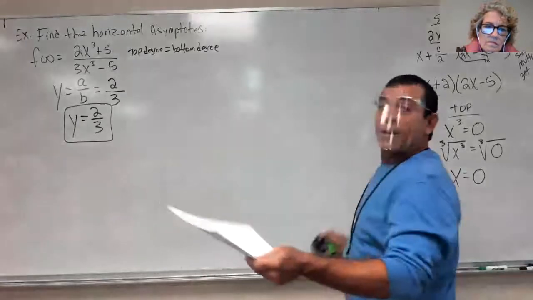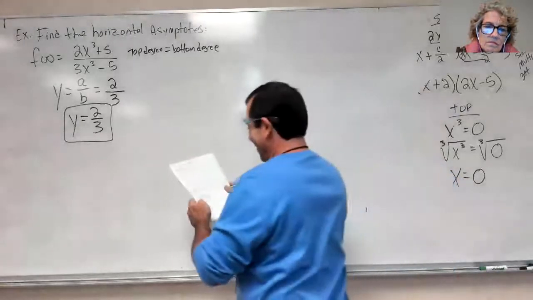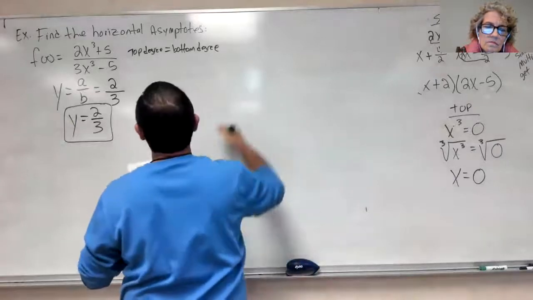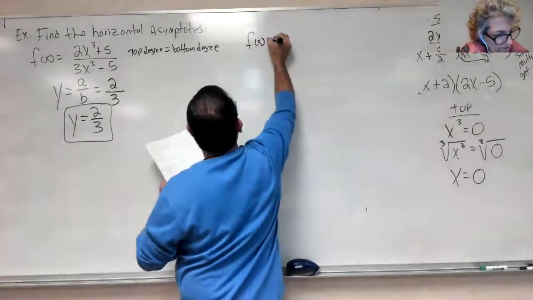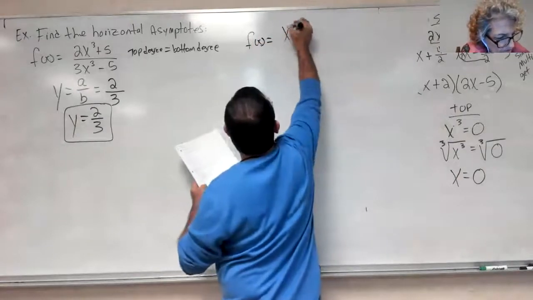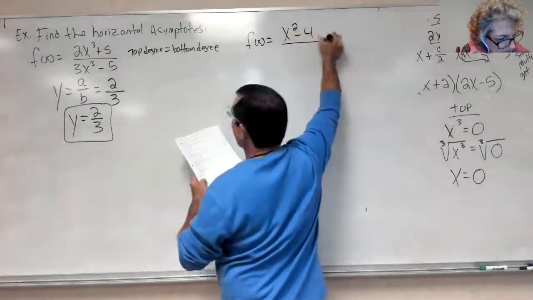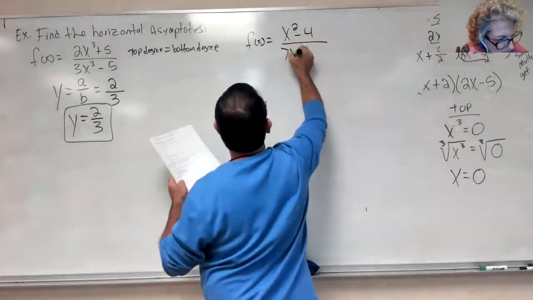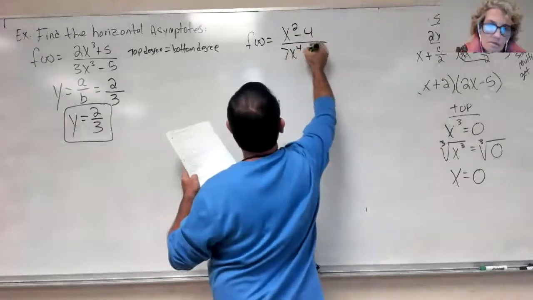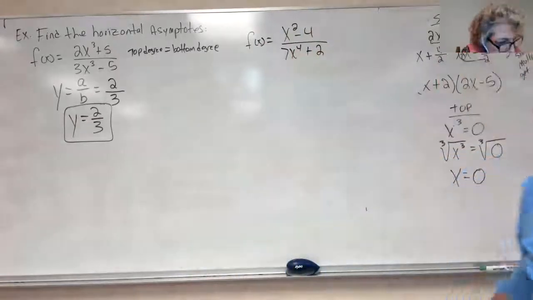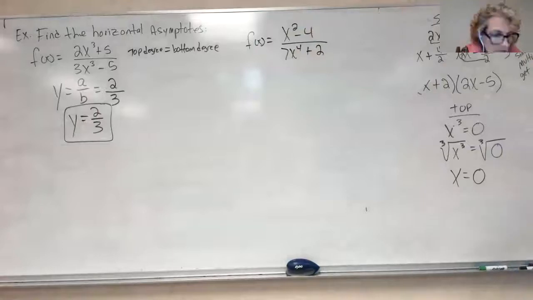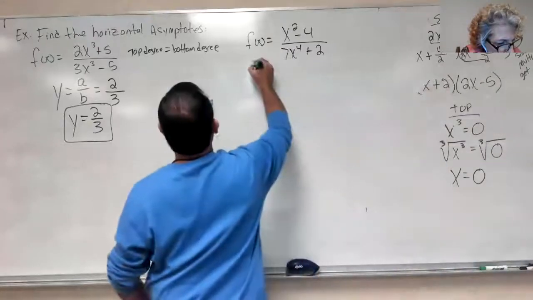So see, those ones are a lot nicer, right? I'm just going to throw the trick here. F of x is going to equal x squared minus 4 over 7x to the 4th plus 2. So once again, where's the higher degree? On the bottom. So the bottom is higher than the top.